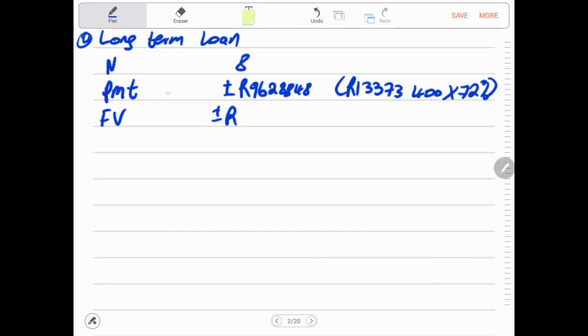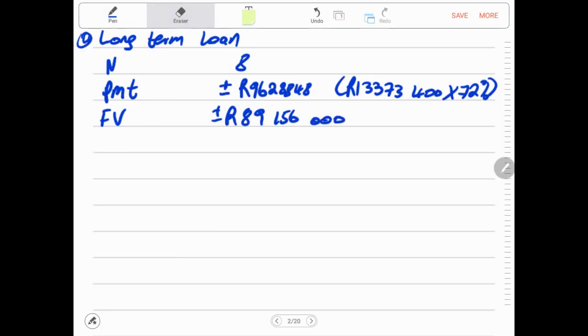As I said to you, PMT and future value go together. If the sign of PMT is plus or minus, the sign of future value must also be plus or minus. They go together. So now it will be 89,156,000 rands that will be paid in the future.